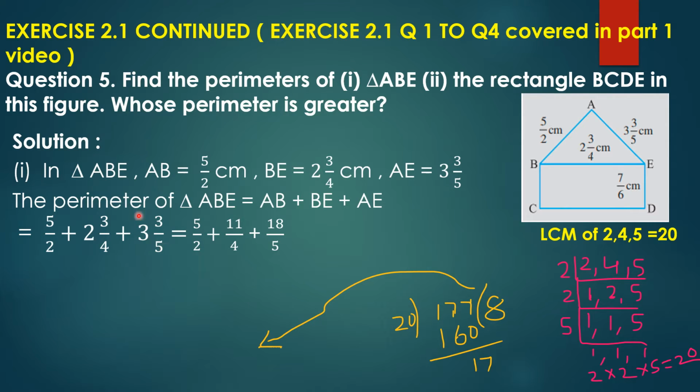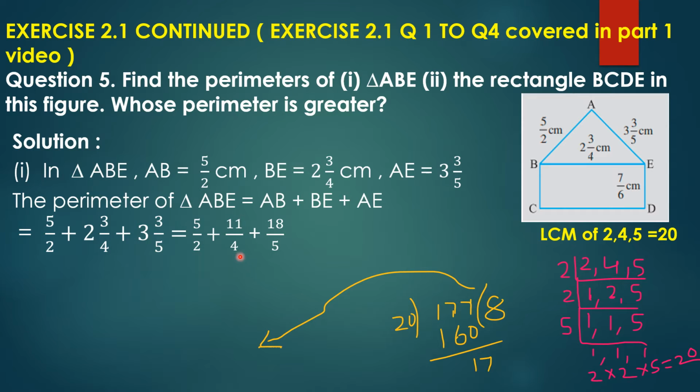That is to find the perimeter of a triangle, which is equal to, now here we have two mixed fractions. So convert the mixed fractions into improper fractions. Therefore, this will become 5 by 2 plus 4 2s are 8, 8 plus 3, 11. So this will become 11 by 4 plus 3 5s are 15, 15 plus 3, 18. So write down 18 by 5. Now we have 5 by 2 plus 11 by 4 plus 18 by 5.